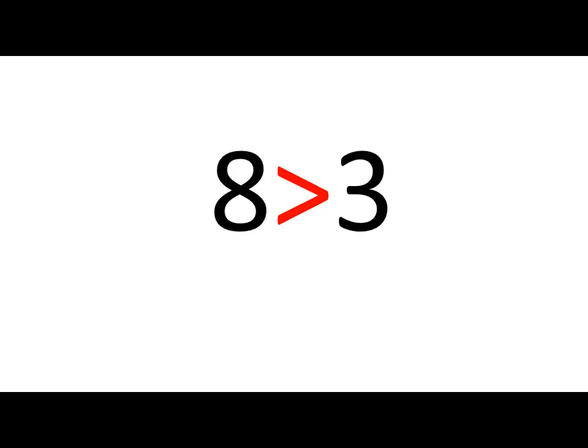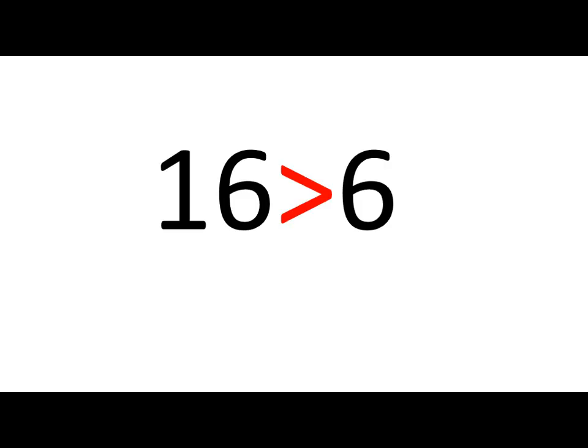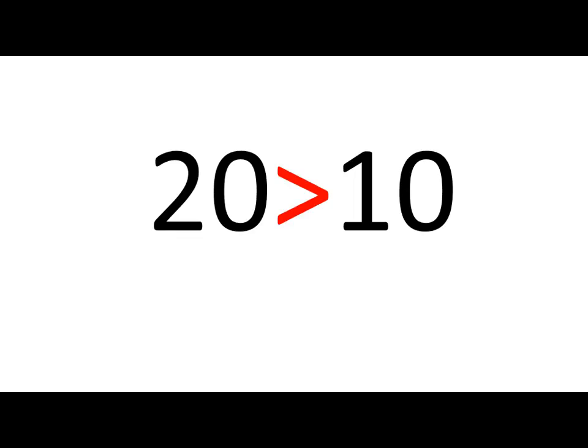If I was to multiply everything by a positive number, let's say 2, I get 16 is greater than 6. The arrow stays the same. If I was to add or subtract anything, let's say add 4, I get 20 is greater than 10. Nothing happened to the arrow.